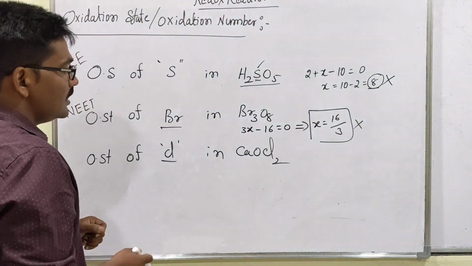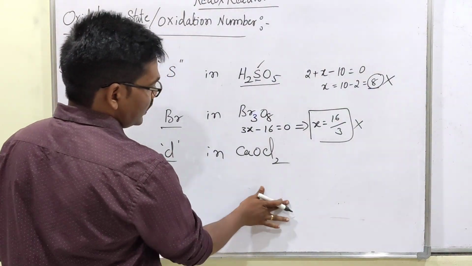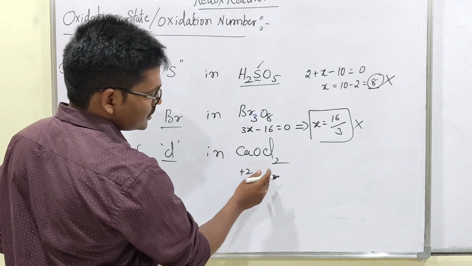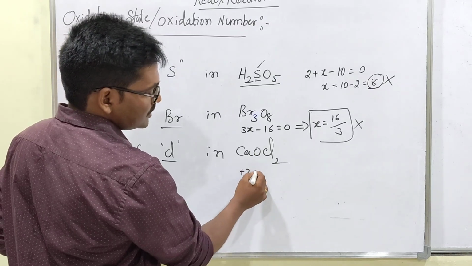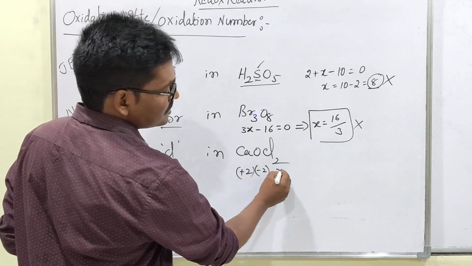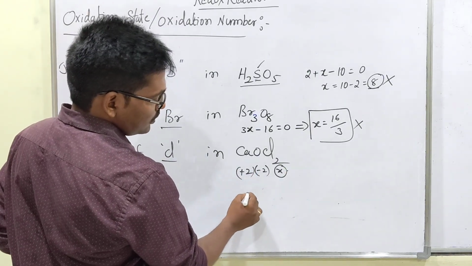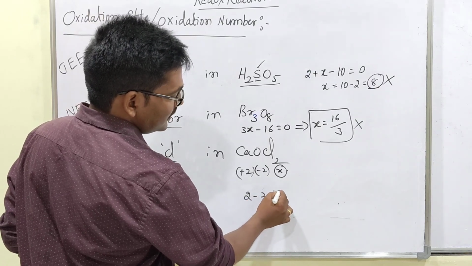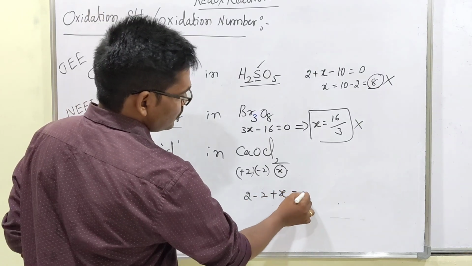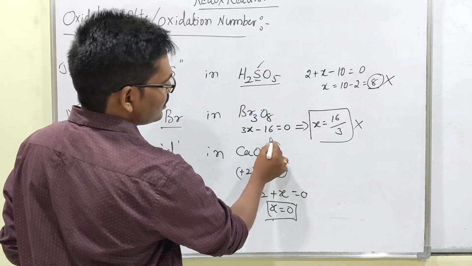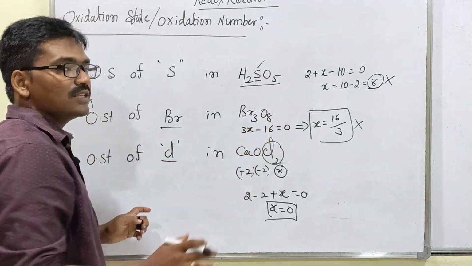Then what is the chlorine oxidation state in CaOCl2 if you take it here? Ca is plus 2 oxidation state, then this is minus 2 oxidation state, then this is X, which you have to find out. So plus 2 minus 2 plus X equals 0, then X equals 0. So 0 oxidation state for chlorine if you use this concept.